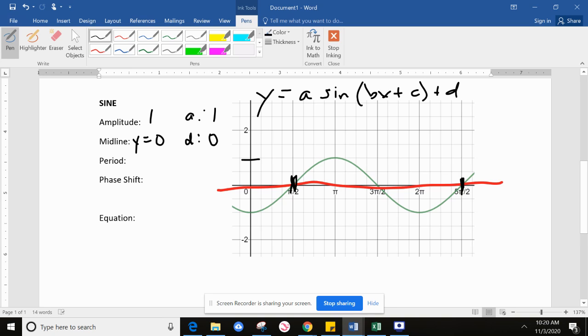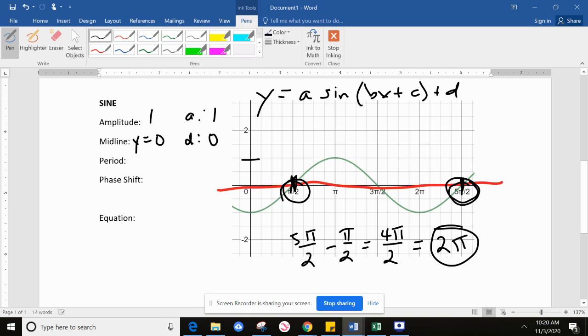Okay, now what's the period? How did we do it on the other one? We took the end point on the x-axis minus the start point. So 5 pi over 2 minus pi over 2. Just like a little fraction question here. 5 pi minus pi is 4 pi over 2. Keep the denominator the same, remember, because the denominator is a common one. So your period is still 2 pi. Do you know what B is based on that? Should be a 1.